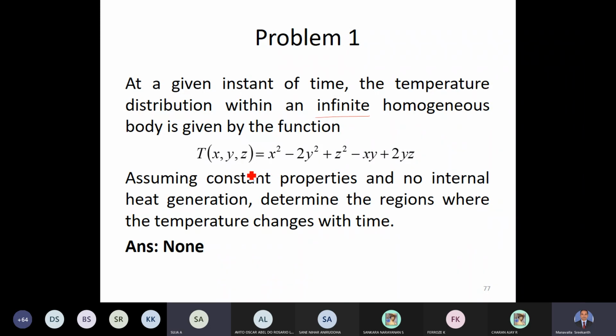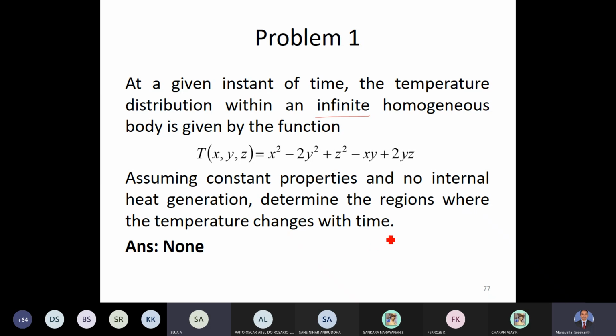Okay. Now we are asked a question. Assuming constant properties and no internal heat generation, determine the regions where the temperature changes with time. We are asked to find what are the regions where the temperature changes with time. That means, since we have a temperature distribution, we want to know whether it is steady state or transient. So that is the question being asked in this particular problem.